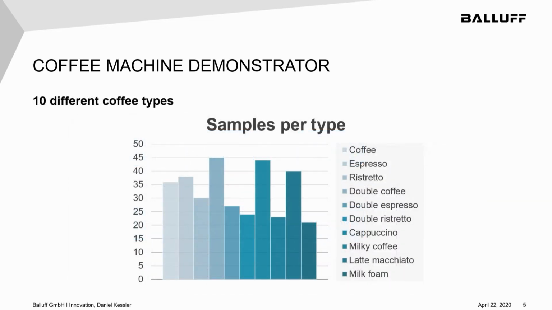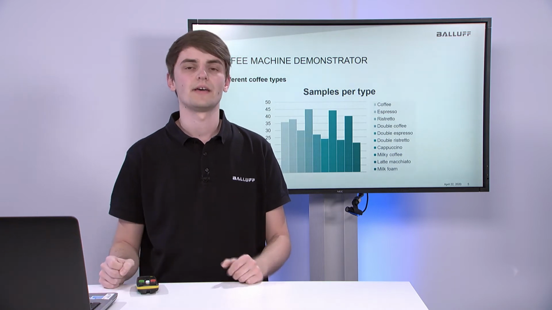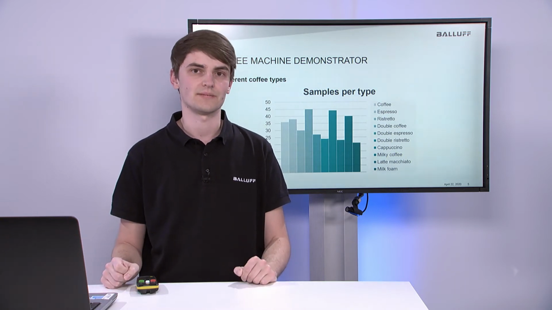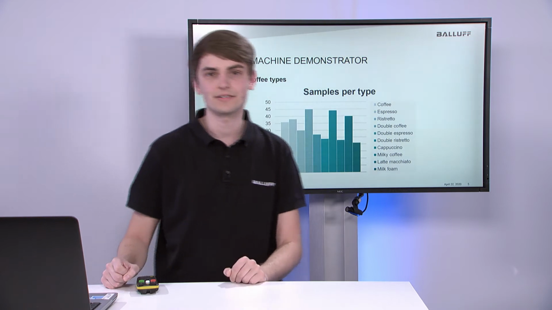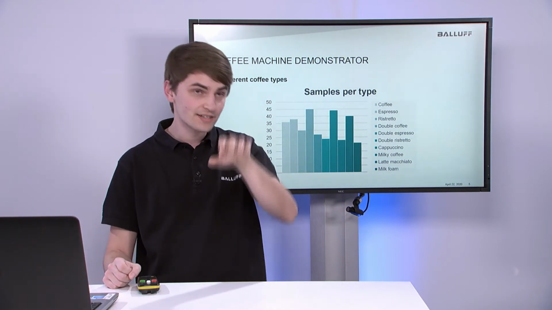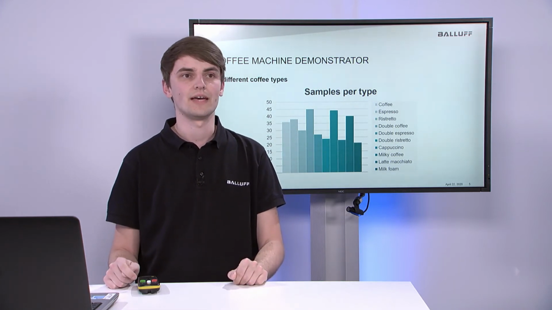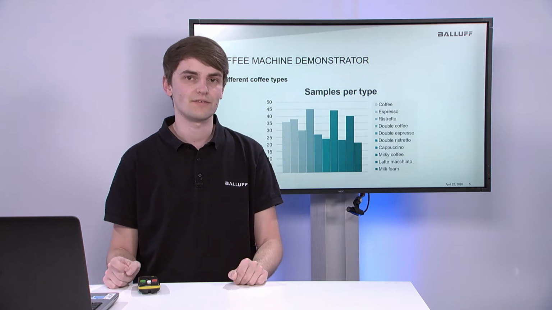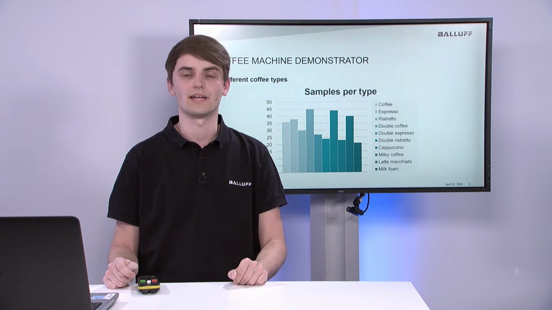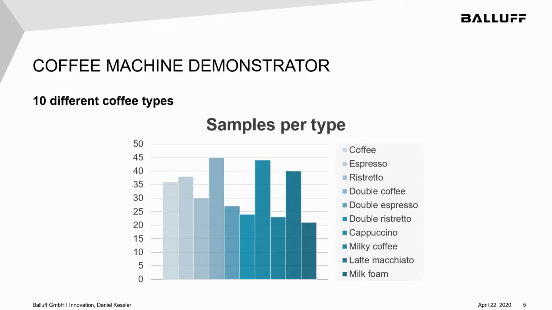As I said, we have different coffee types we want to distinguish between, and here we have 10 different coffee types. You see here in the chart how many training samples per coffee type we have. And you see we have much more data for the double coffee, cappuccino, or latte macchiato in comparison to a milk foam or a milky coffee.